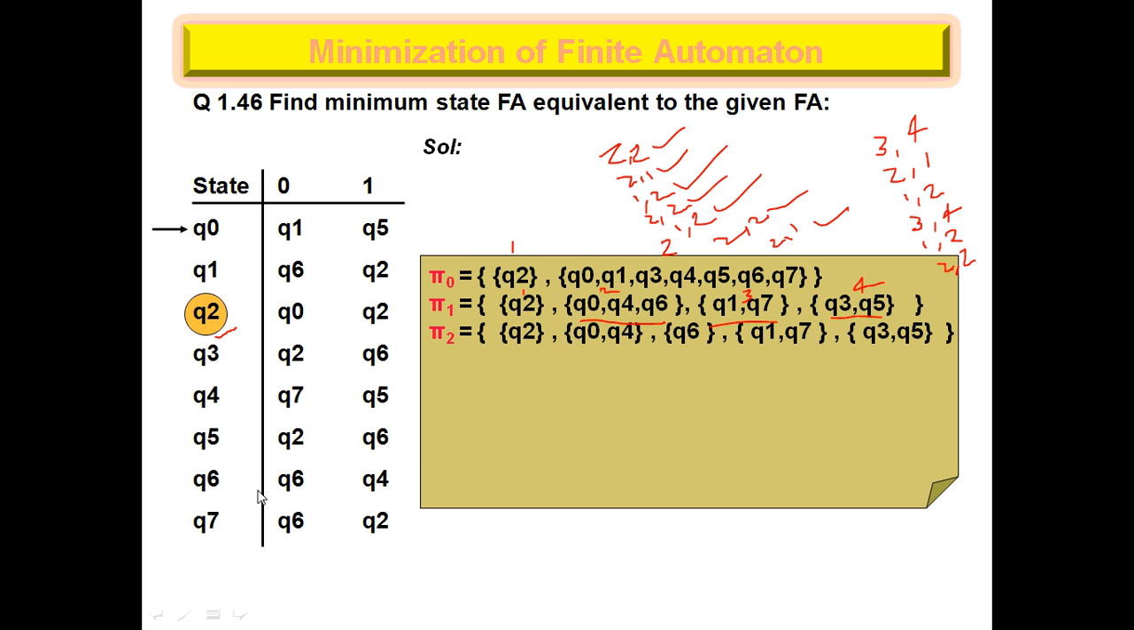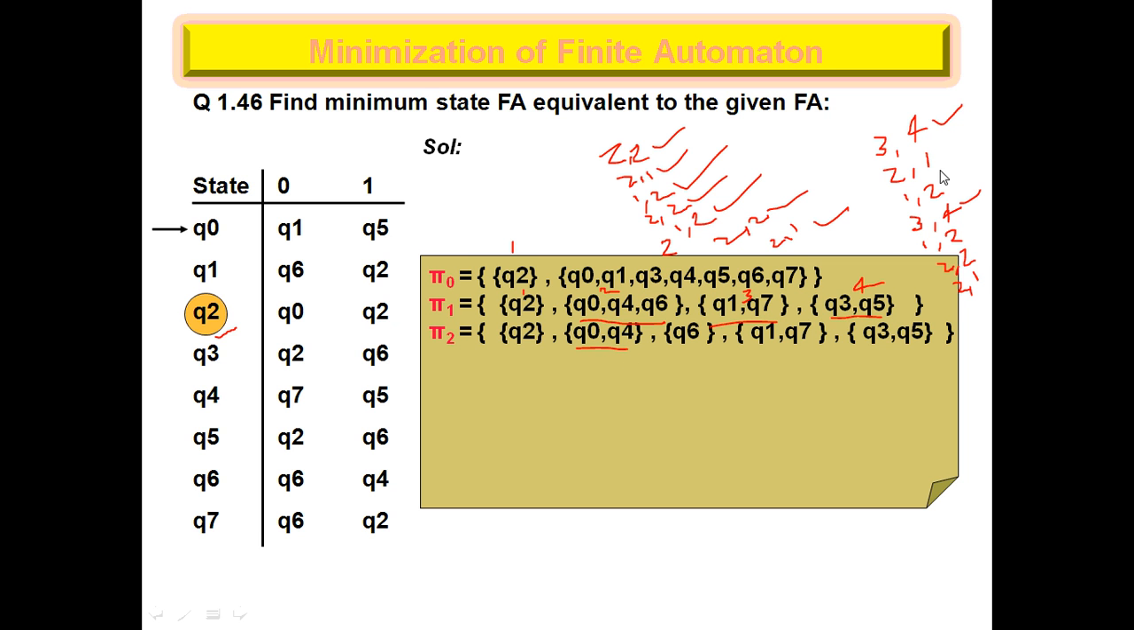And for Q7 what do we have? We have Q6, Q2. So here we'll have to check Q6 and Q2. So we have 2, 1. Now see the similarity between them. So this is for Q0, 3, 4, and we have that there. So Q0 and Q4 remain the same.